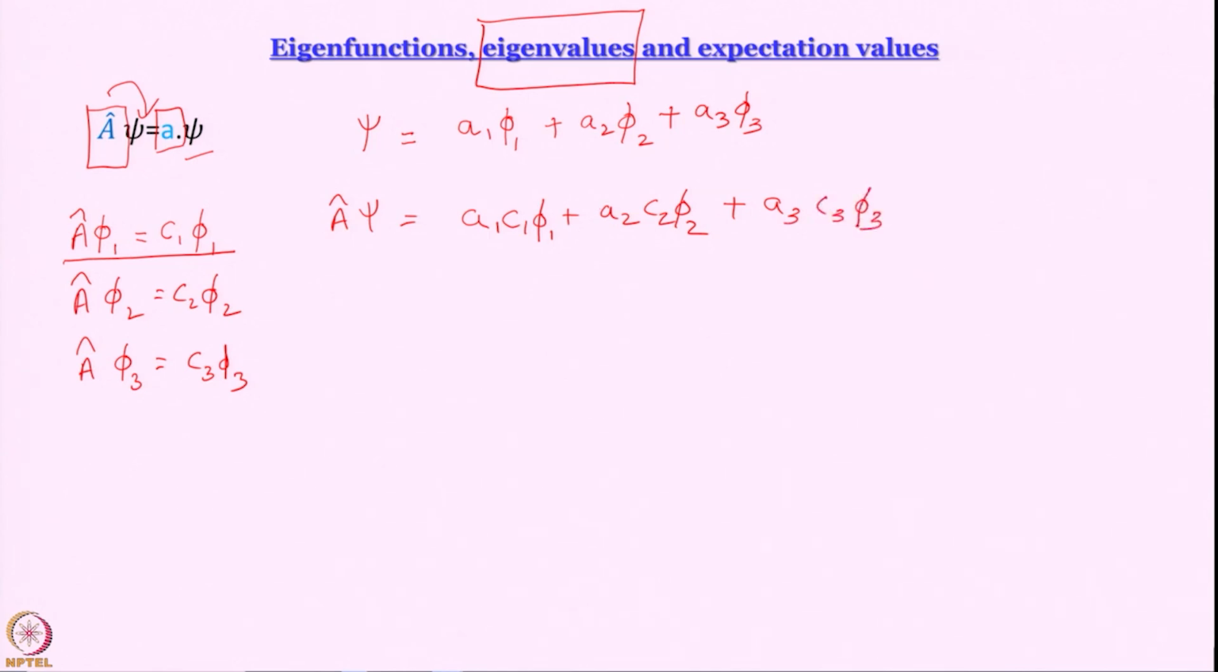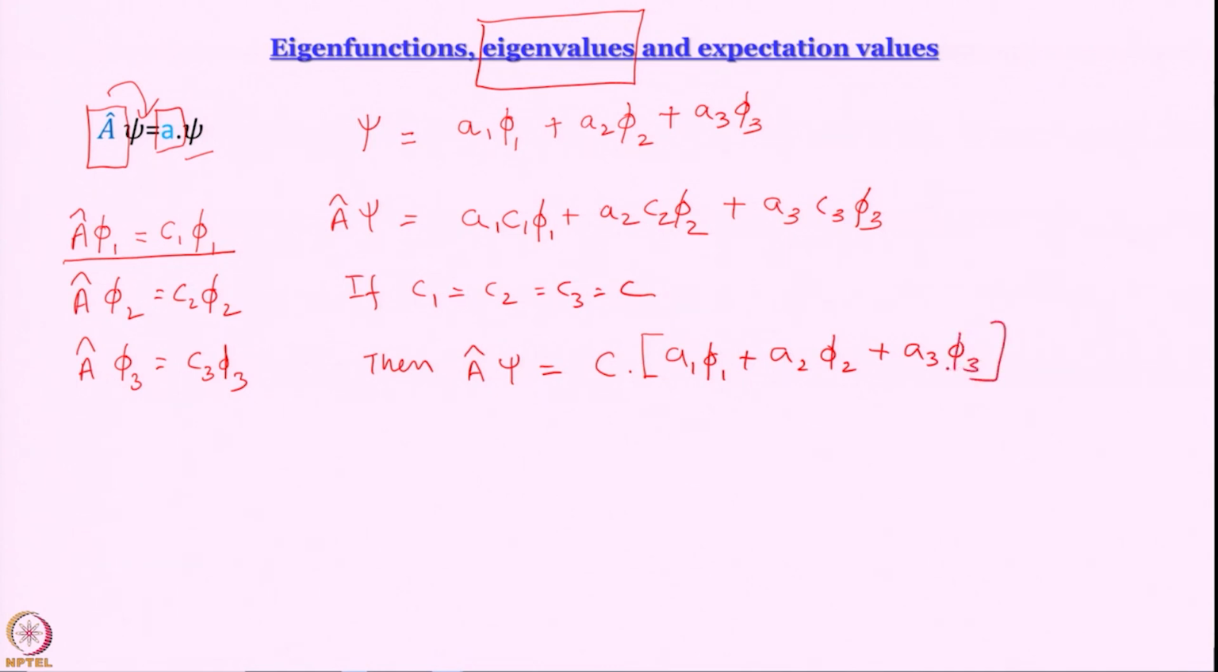Now see, is there any way in which I can take this A1 phi 1 plus A2 phi 2 plus A3 phi 3 out? This will happen only if C1 equal to C2 equal to C3, is not it? If C1 equal to C2 equal to C3 equal to some C, then and then only I am going to get A hat psi is equal to, now C will come out and inside you get A1 phi 1 plus A2 phi 2 plus A3 phi 3, which is essentially psi. So, now I get C multiplied by psi.